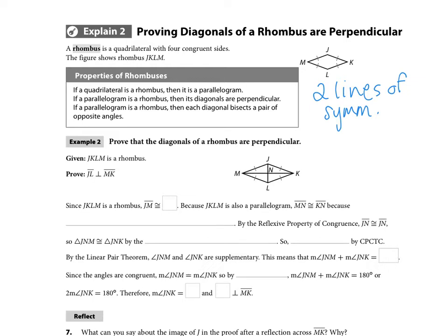We know that it's a rhombus. What we're trying to prove is that this angle at the middle, at angle N, at point N here, is a right angle, that they're perpendicular. So, since JKLM is a rhombus, JM is of course congruent to the other side there, JK. And because JKLM is also a parallelogram, MN is congruent to KN because of the definition of a parallelogram, it's the part where the diagonals bisect each other.